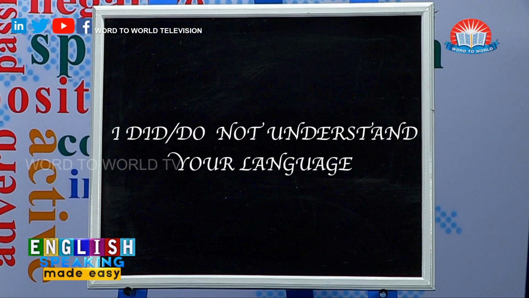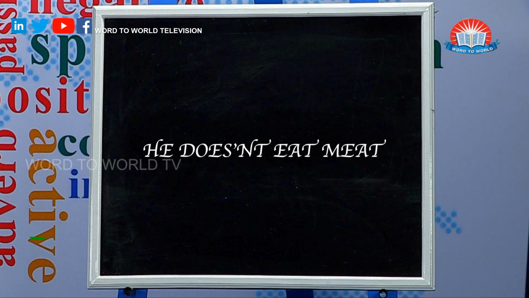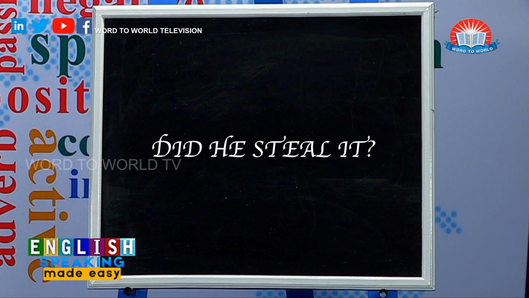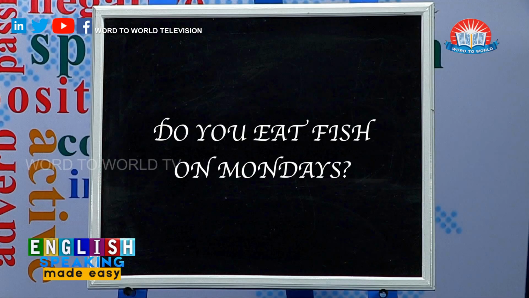I did not understand, or I do not understand your language. Now we have a past tense. They didn't want to go out, or they did want to go out. You can make it positive or negative. He doesn't eat meat, or he does eat meat. Did he steal it? I'll do it tomorrow. These are the kind of sentences you're making with do, does and did. Do you eat fish on Mondays?